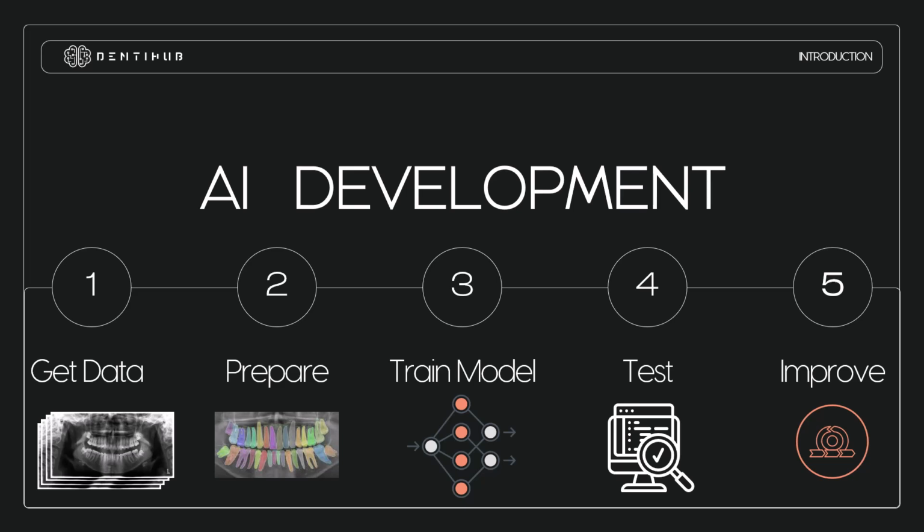Finally, based on the results of your tests, you can make adjustments to improve your model. Creating an AI system is often an iterative process. It may require multiple cycles of training, testing, and refinement to achieve the desired results.